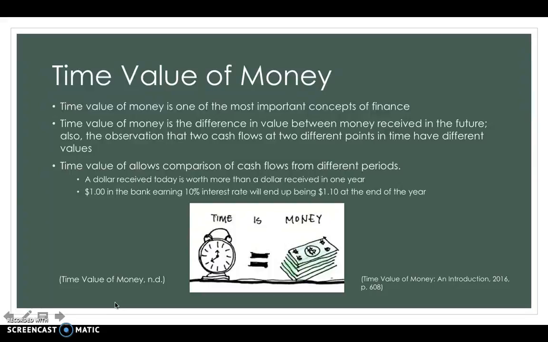A dollar in the bank earning a 10% interest rate will end up being $1.10 at the end of the year.